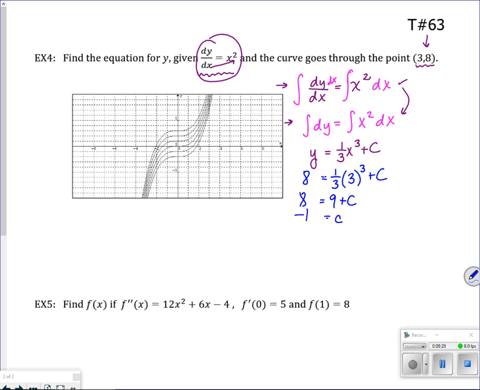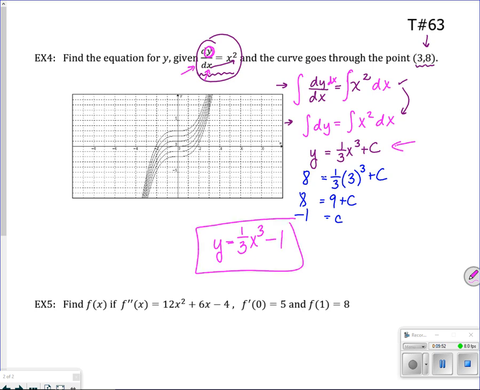Now make sure that you don't write c is equal to -1. That's not your answer. When you're solving a differential equation, your answer is an equation for this guy in terms of this guy. So my answer is y equals 1/3 x cubed, I'm going back to this right here, minus 1.